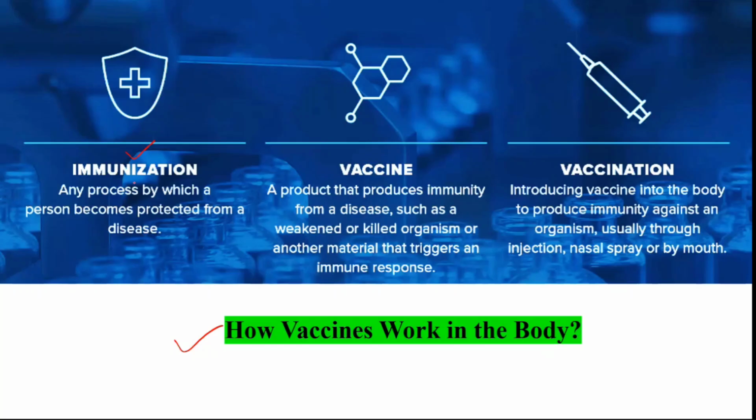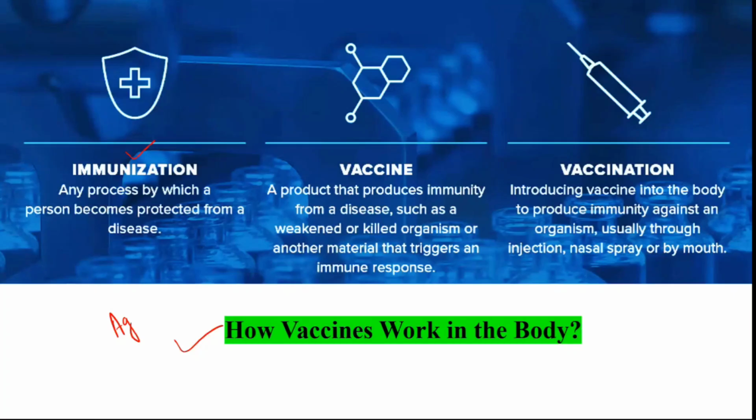Immunization can be done by different parts of the antigen. As I told you, you can take the subunit of the antigen, you can take the whole live antigen, you can take the weakened strain, or the inactivated one. So anything you can take as an immunization model, or you can say as a vaccine.